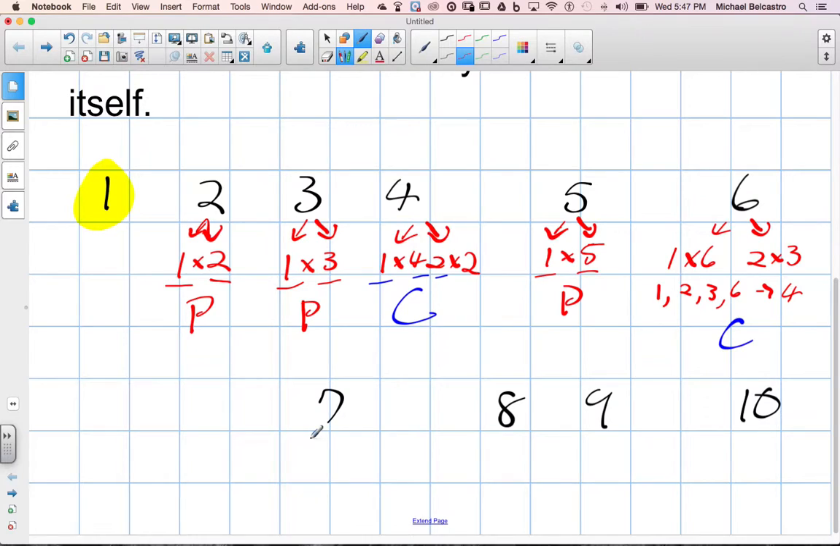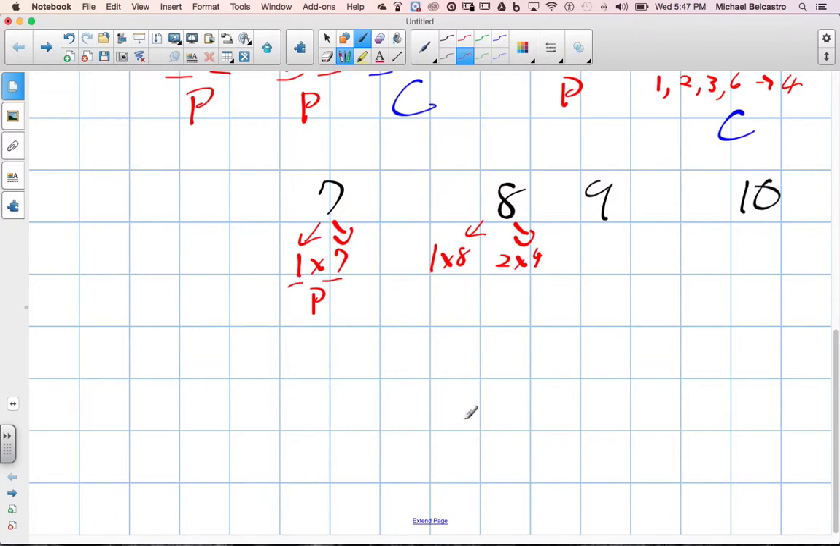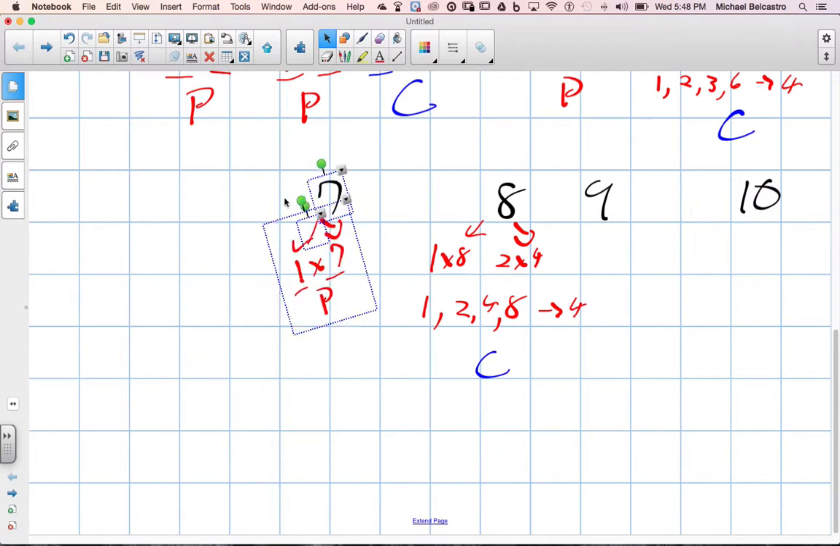How about 7? There's 1 times 7. Anything else? No, that's it. So what do we have? A prime. How about 8? There is 1 times 8, and 2 times 4. So how many factors do we have? 4. The numbers are 1, 2, 4, and 8. So we have a total of 4 factors, which makes this a composite. Good.